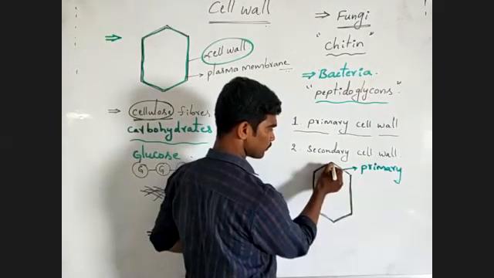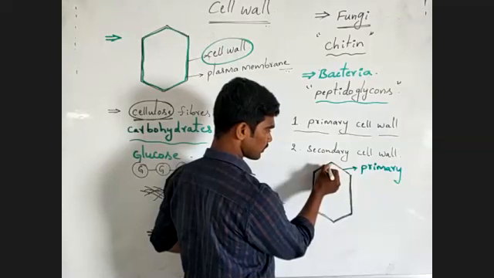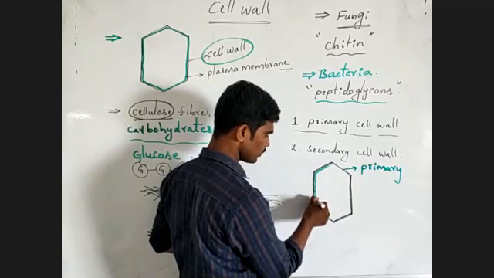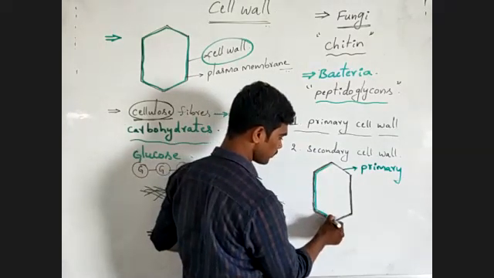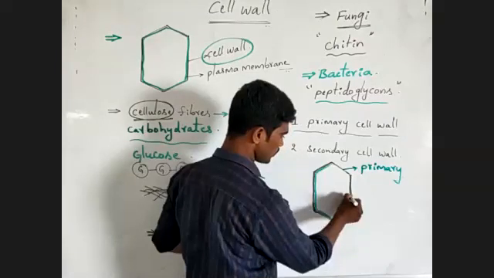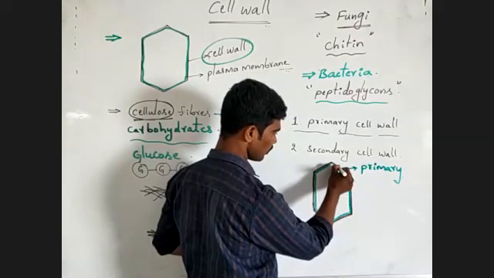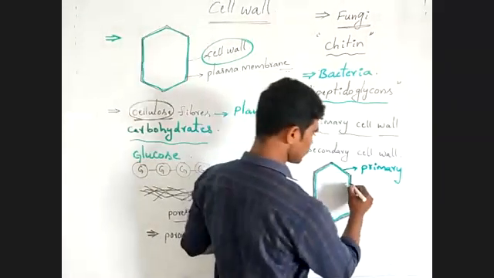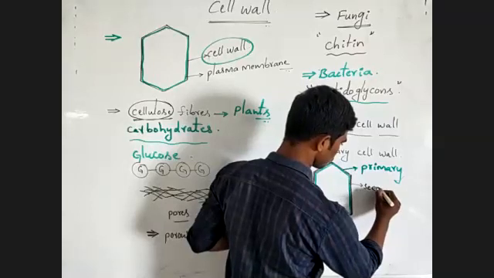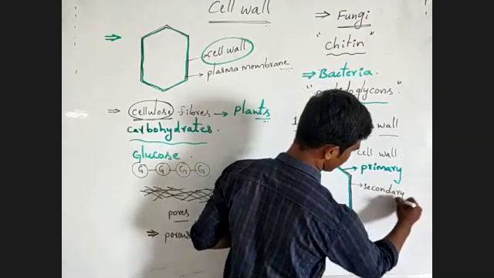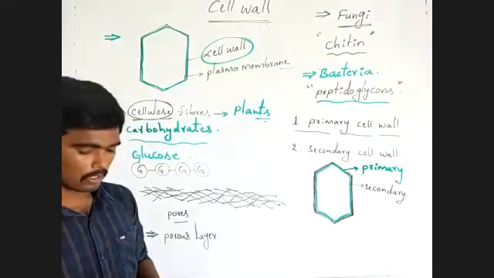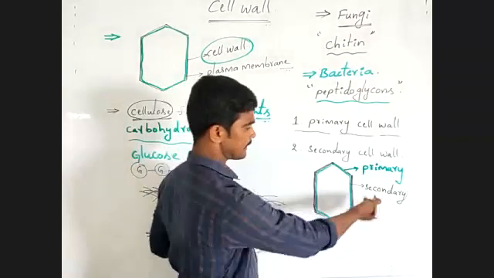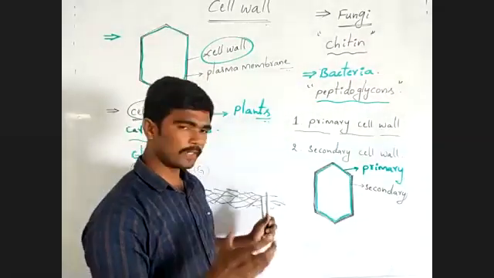Secondary cell wall is formed on the inner side of the primary cell wall. Observe it. This is the secondary cell wall. Whenever secondary cell wall is formed, it does not allow different types of substances.